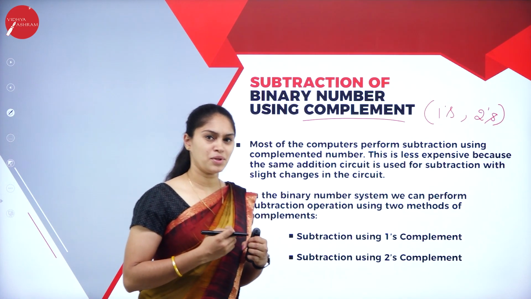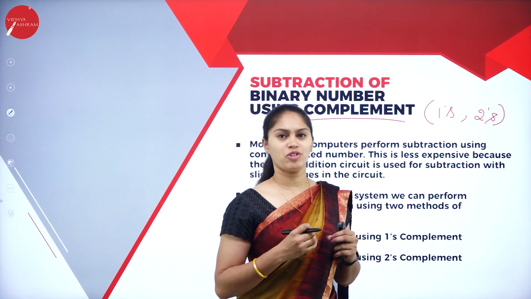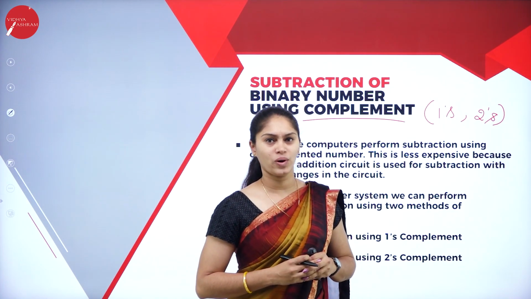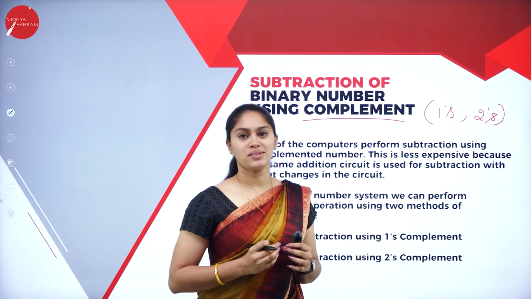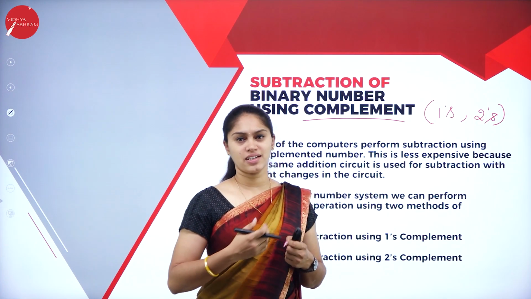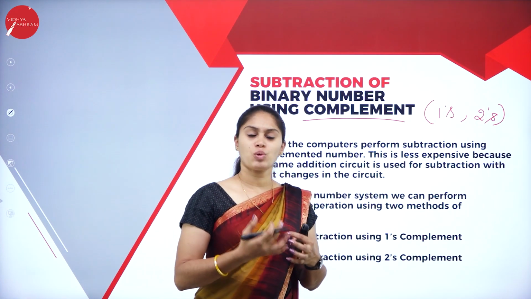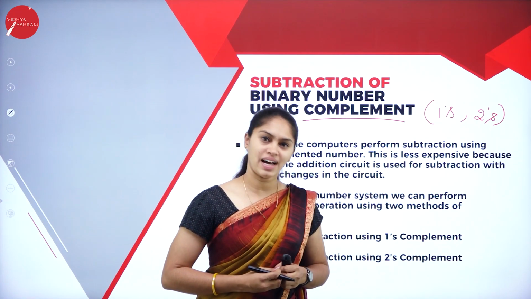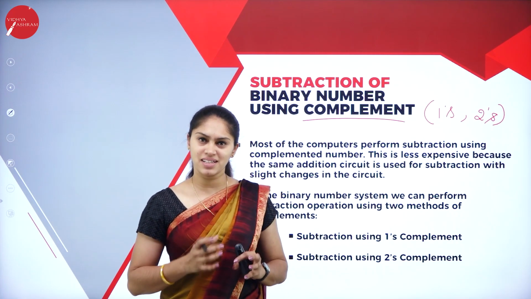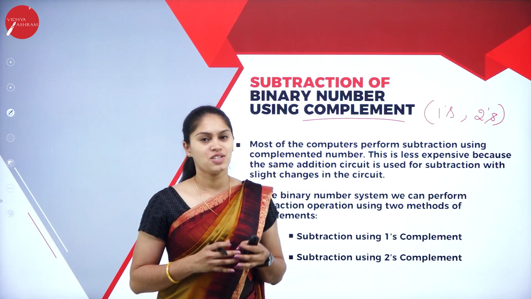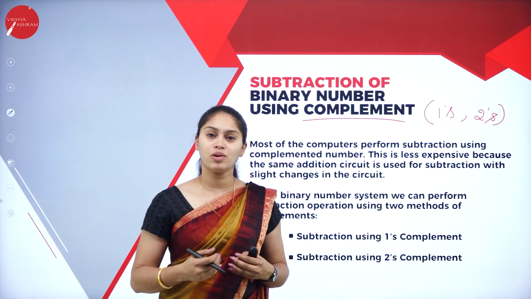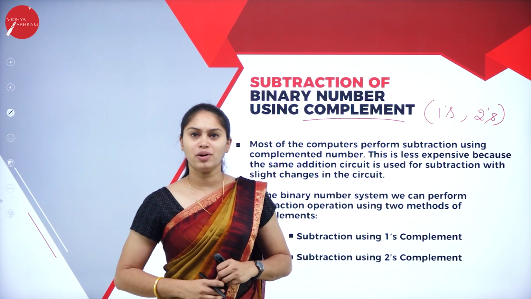As we all know, the computer understands only zeros and ones. If I want to perform any operation, it has to be in terms of zeros and ones. In order to perform arithmetic operations, we use circuits. Why is subtraction so inexpensive, or less expensive? The circuits that we use for binary addition are used for binary subtraction as well, with slight changes. That is the reason binary subtraction is less expensive when we work with a computer, with the help of circuits.